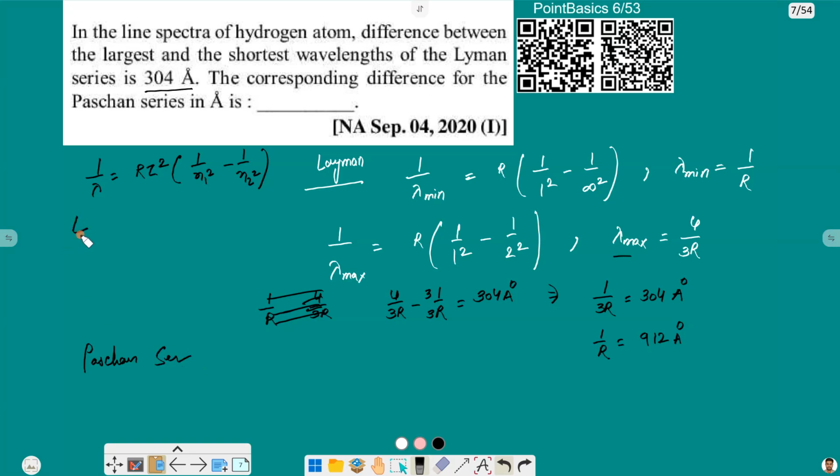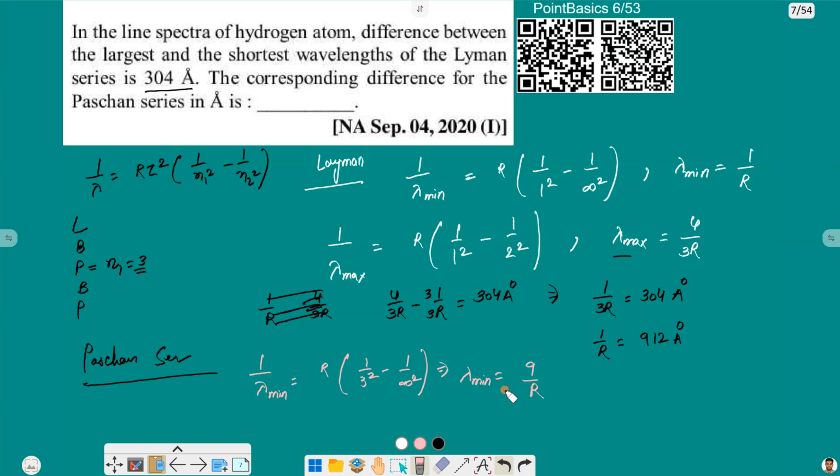So we know Lyman, Balmer, Paschen, Brackett, and Pfund. For Paschen, our n1 is equal to 3, and we have to find the difference between the minimum and maximum wavelengths. For the Paschen series, 1 by lambda minimum will be equal to R times 1 by 3 square minus 1 by infinite square. So from that, lambda minimum comes out to be 9 by R.